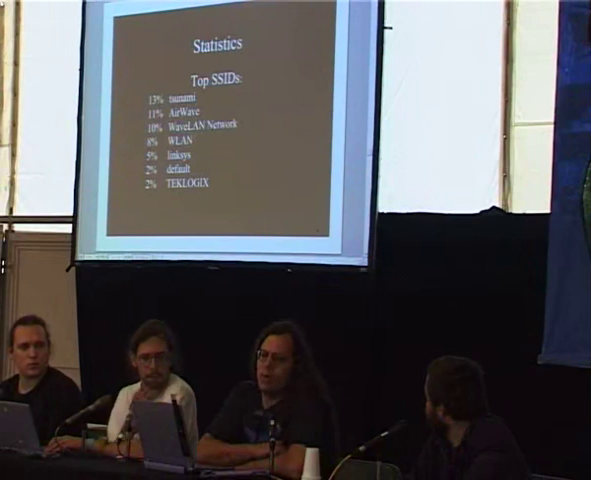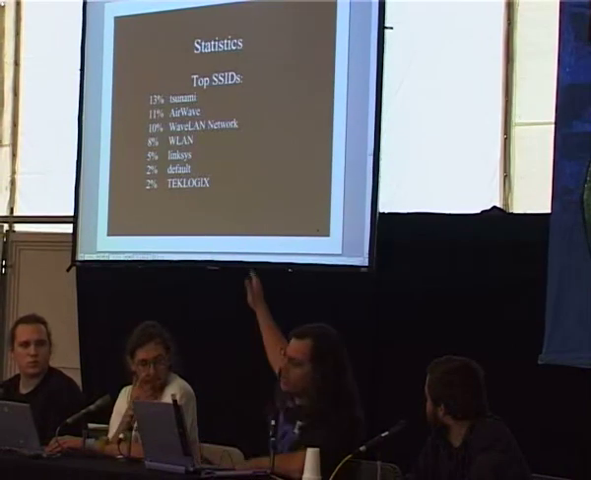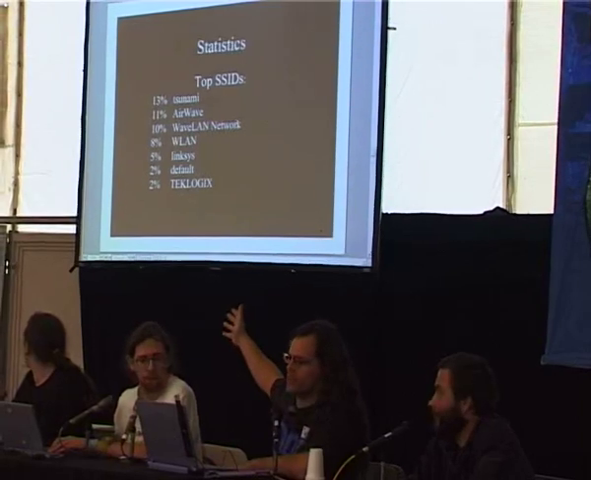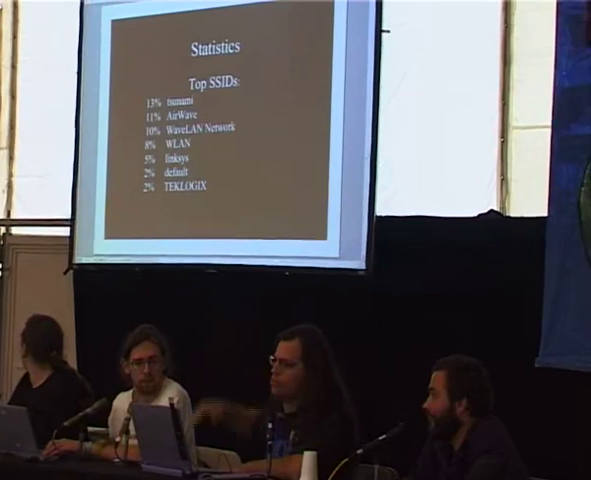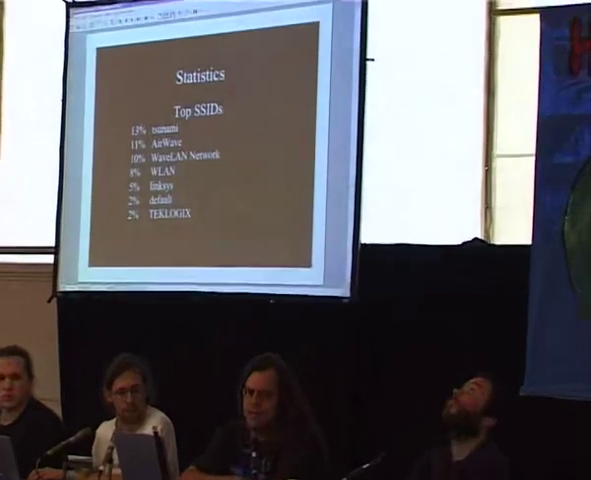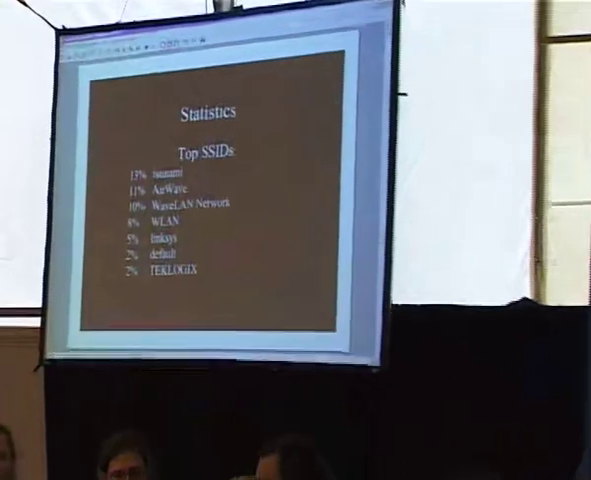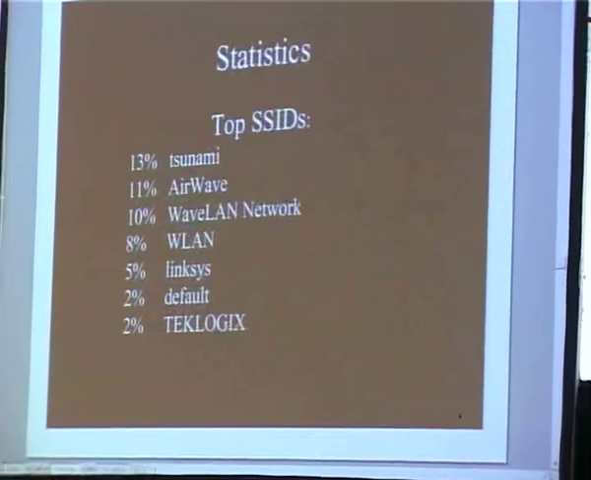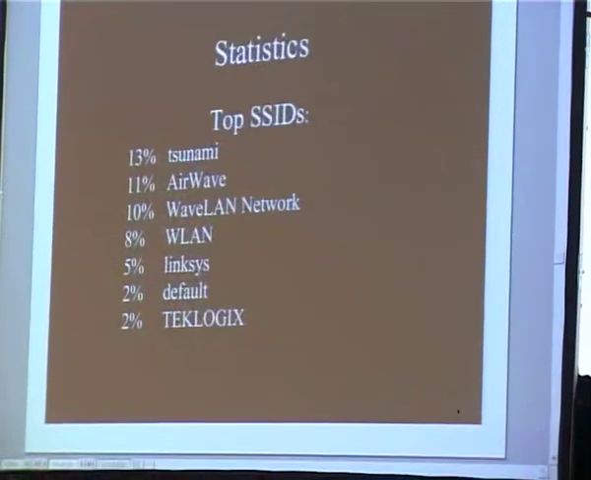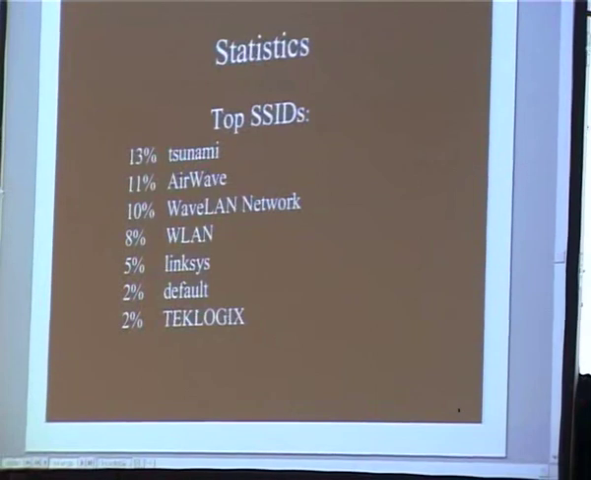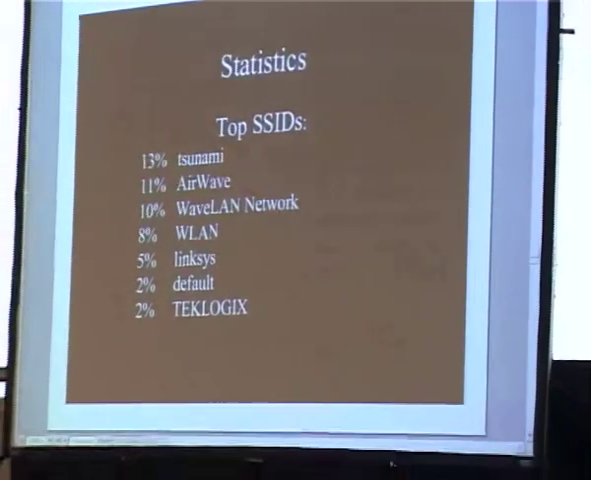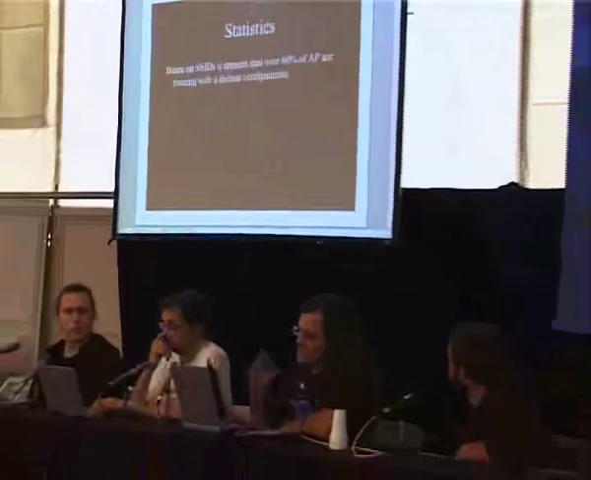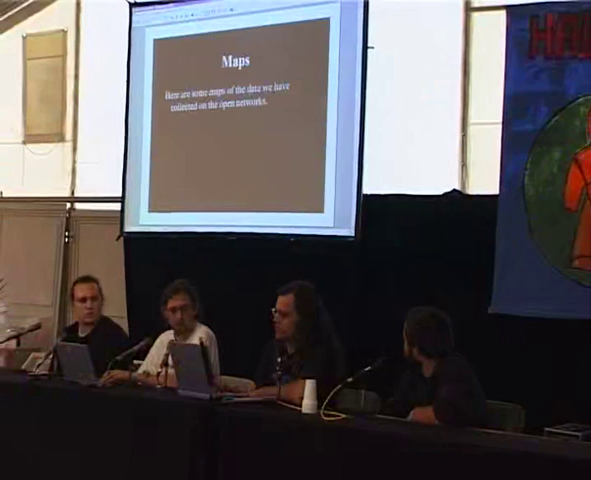What are the most common SSIDs? Well, all these SSIDs you see up here are default ones that come with the product. Tsunami, for example, is the default for Cisco. Airwave, Wavelan Network are basically what you're going to find on Apple Macintoshes. WLAN, I forget who they are. Linksys is obviously Linksys. By the way, anybody here have a Linksys AP? Just don't want to admit it. If you ever see a Linksys AP, they don't take passwords. You can't even set a password. So it appears that 80% of these things run in default mode.